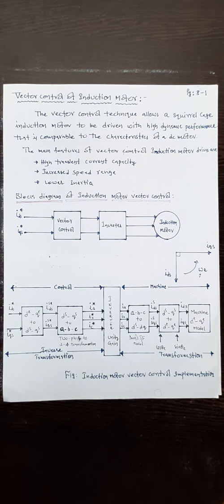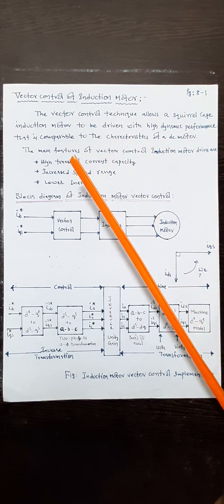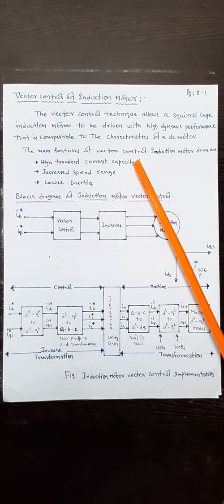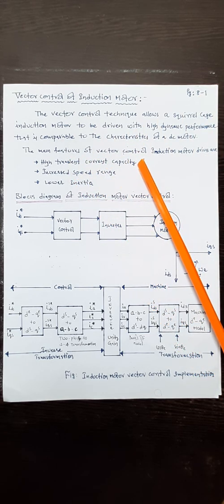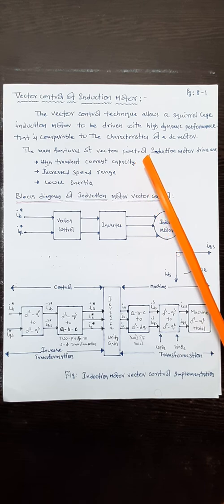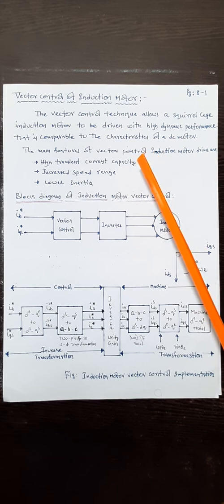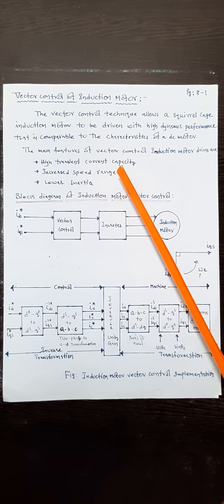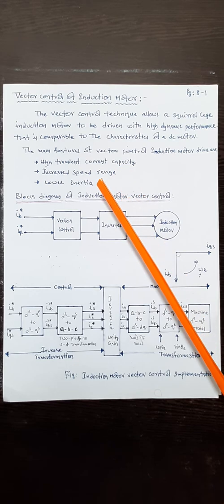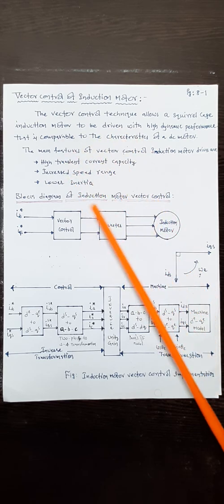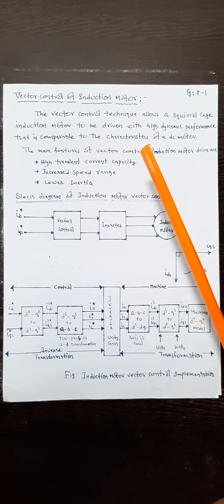The main features of vector control induction motor drives are, see here, high transient current capability. That means during the operation of the system, any unsustainable currents present in the system, the drive has the capability to adjust those currents. Also an increased speed range, which, due to the variation of the controllers, gives very wide speeds, and also lower inertia. These are the main features of the vector control of induction motor.